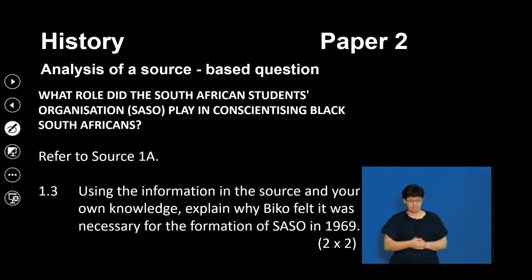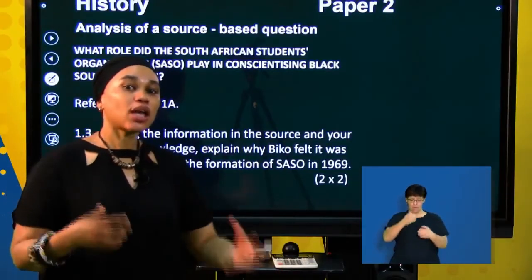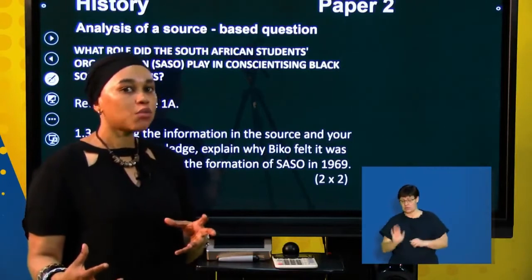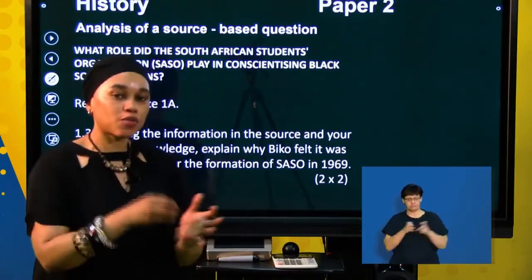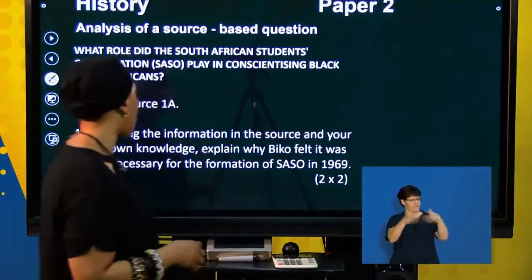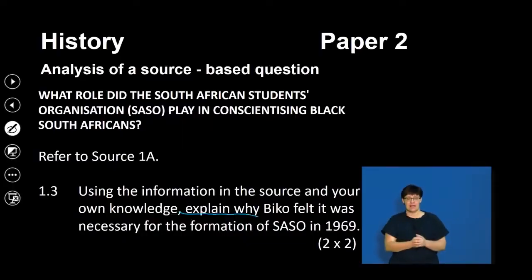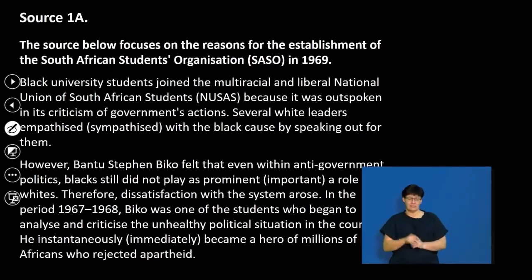And then another question that they might ask you is using the information in the source and your own knowledge. Now guys, remember I told you that there has to be a balance between own knowledge and using information from the source, because you are not just extracting information from the source, but you are using your own prior knowledge as well. That is very important. Now you need to explain why Gr felt it was necessary for the formation of SASO in 1969. That's very important. Now this is the source.